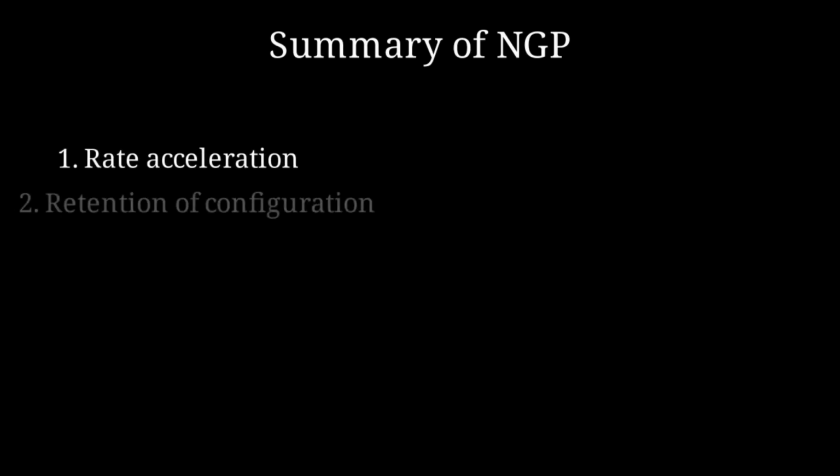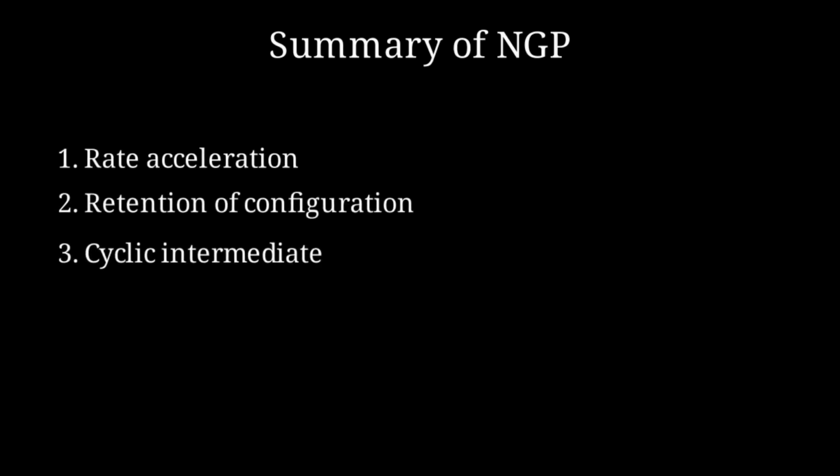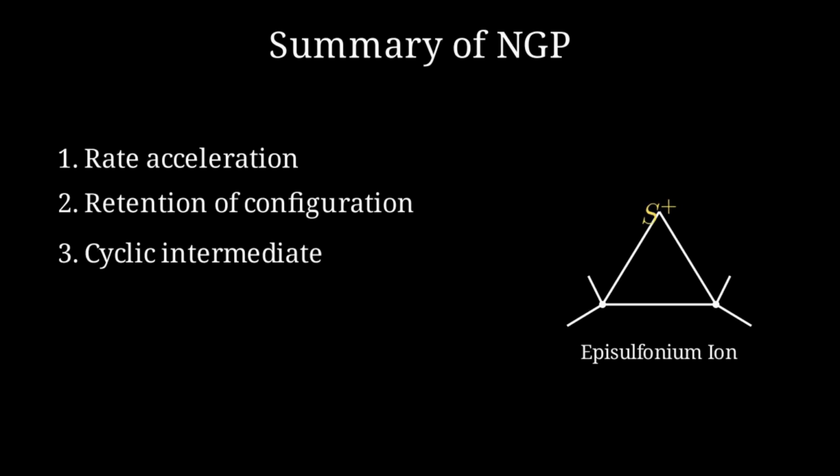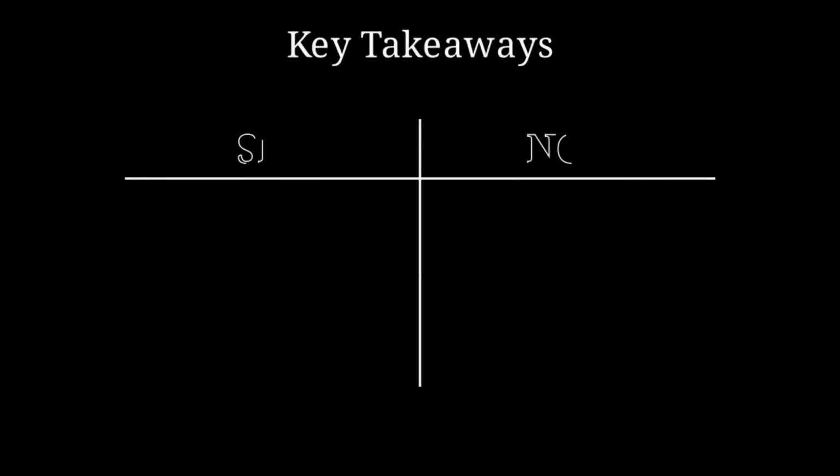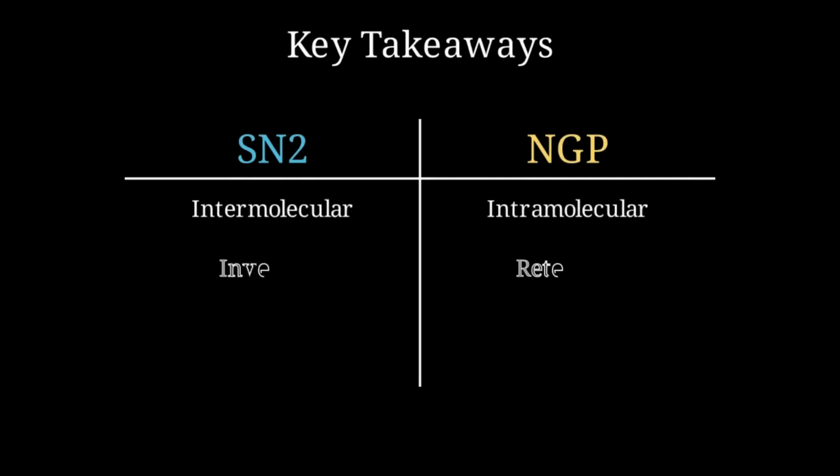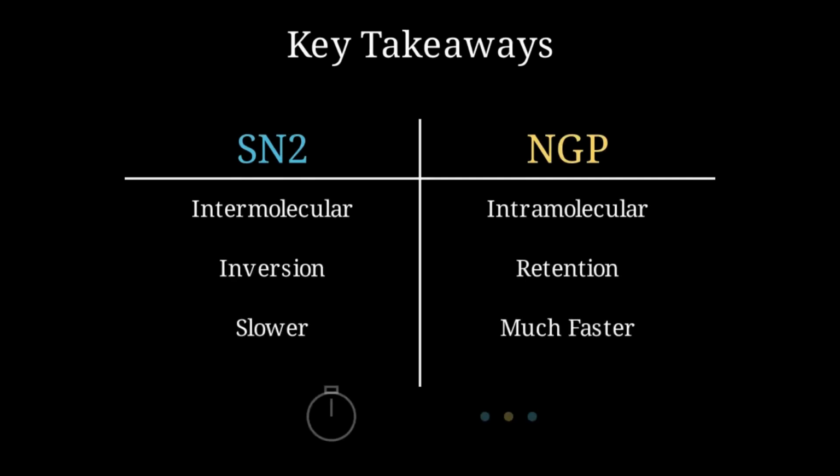To summarize, neighboring group participation in halothioethers leads to massive rate acceleration through anchimeric assistance. It proceeds via a cyclic episulfonium intermediate and results in the overall retention of stereochemical configuration at the reaction center. Remember these three things: sulfur acts as an internal nucleophile, the process involves two SN2 steps, and the kinetics are dominated by the formation of the three-membered ring intermediate. This distinguishes NGP from standard substitution pathways.